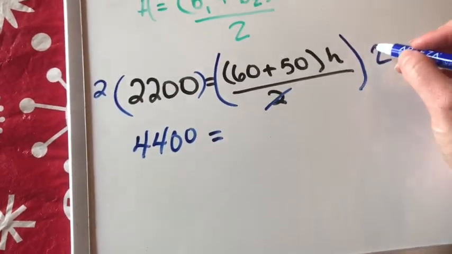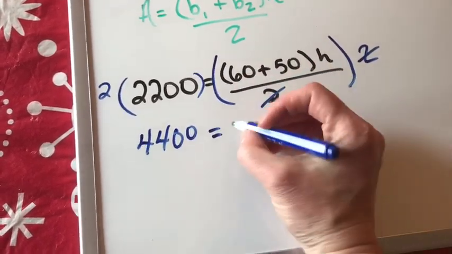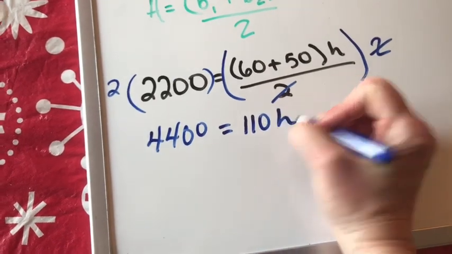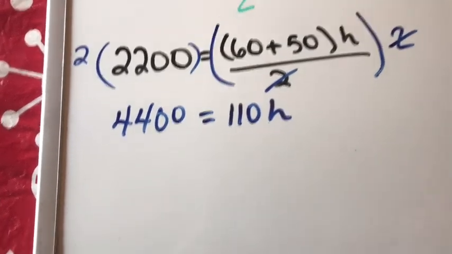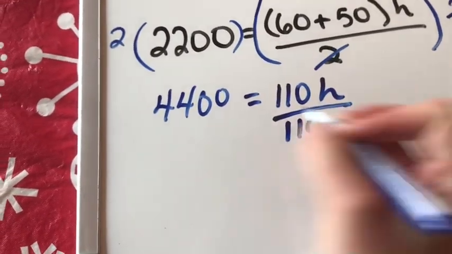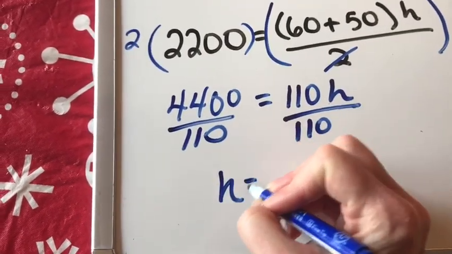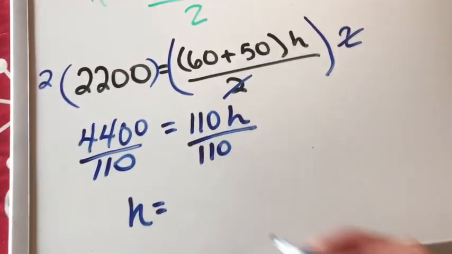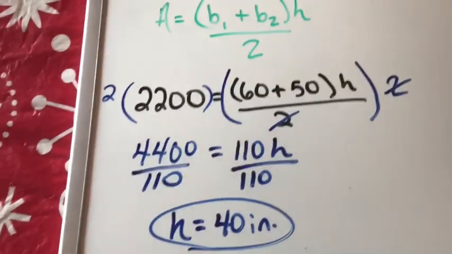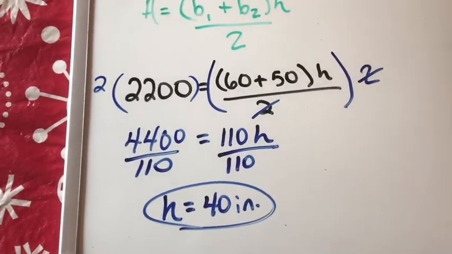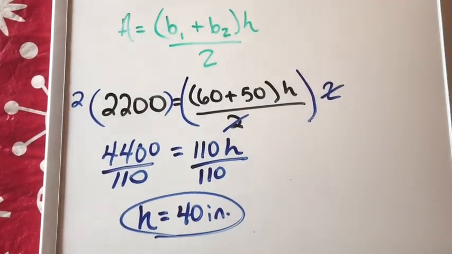Then my 2's will cancel, so I get 60 plus 50 times h, and 60 plus 50 is 110. So then I get 4,400 is equal to 110h, and then I'm going to divide by 110. That makes the height of my trapezoid 40 inches. And that is correct because I measured the height of one of my children, which is 40 inches.